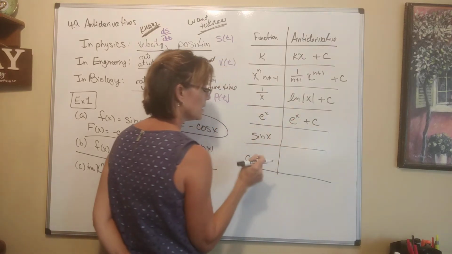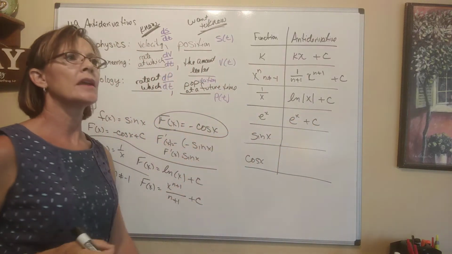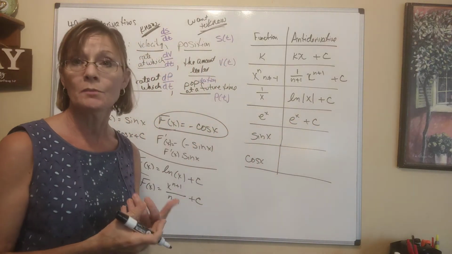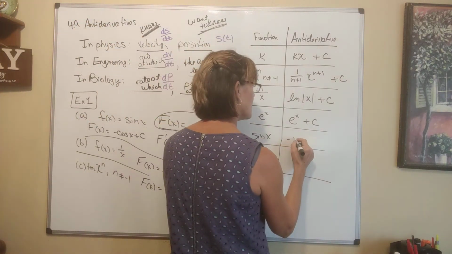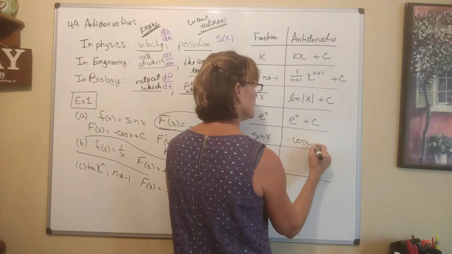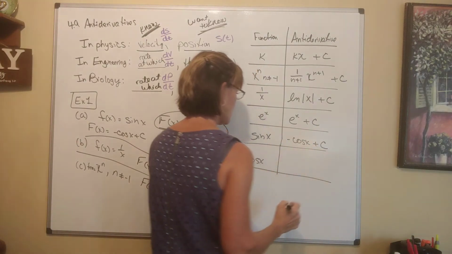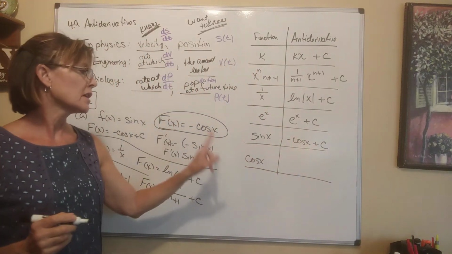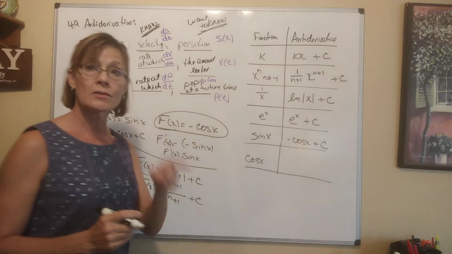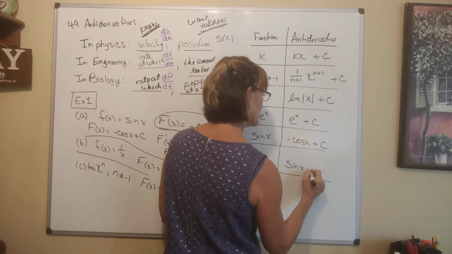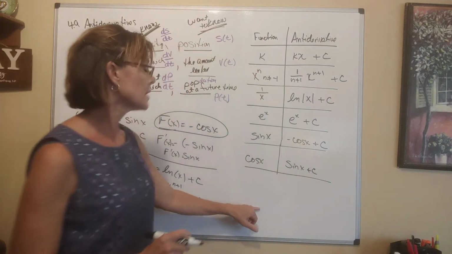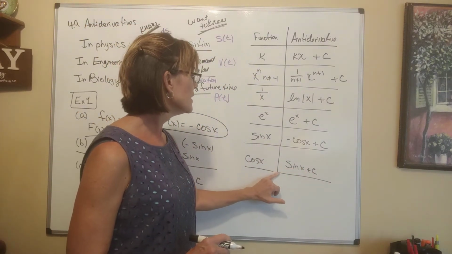So that's it. What can you take the derivative of and come up with sine? There isn't one, but we can adjust that with a constant: negative cosine of x plus c. What can you take the derivative of and get cosine? There is one that we don't have to adjust, and that is just regular old sine of x plus c.